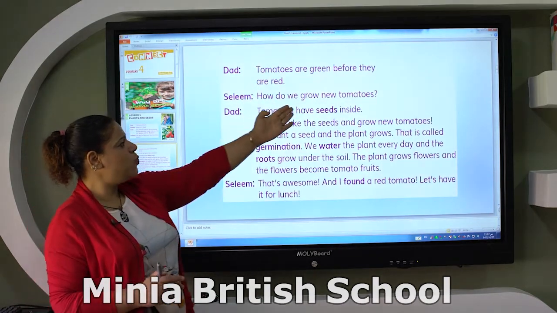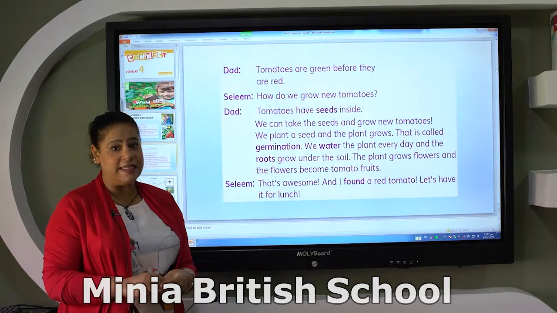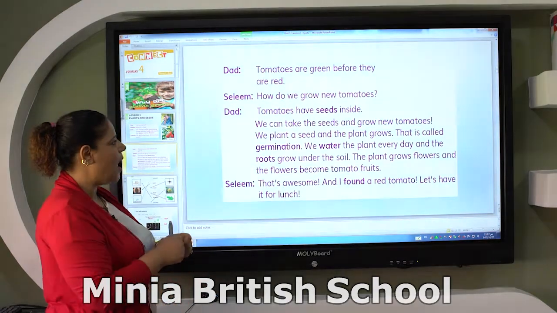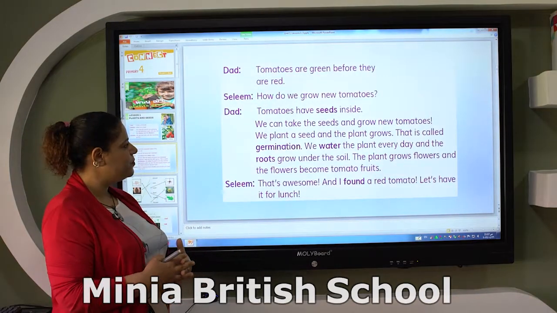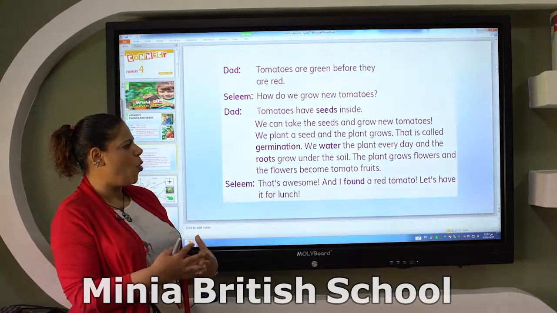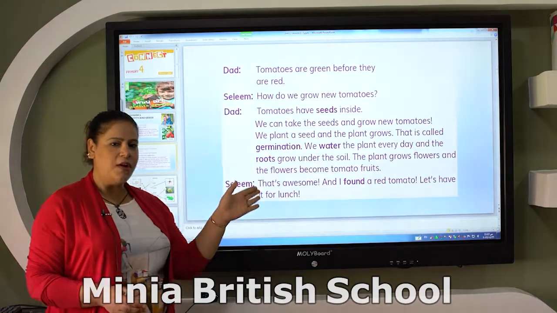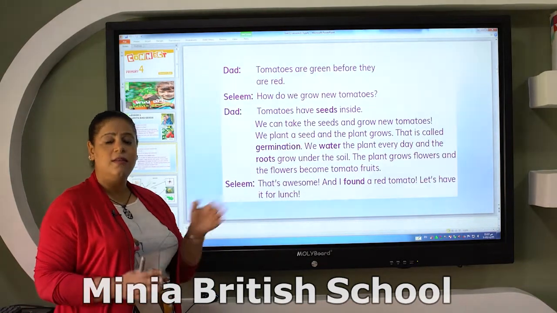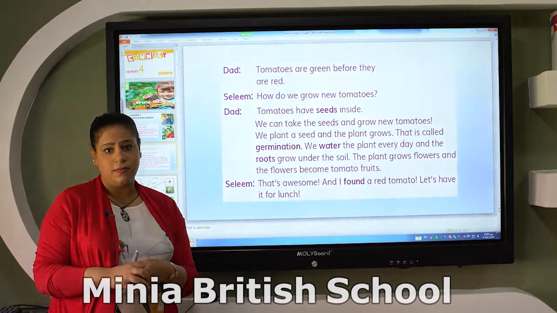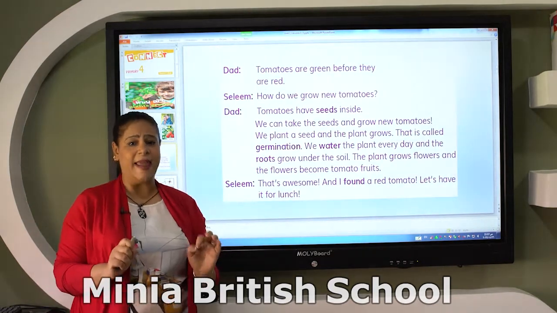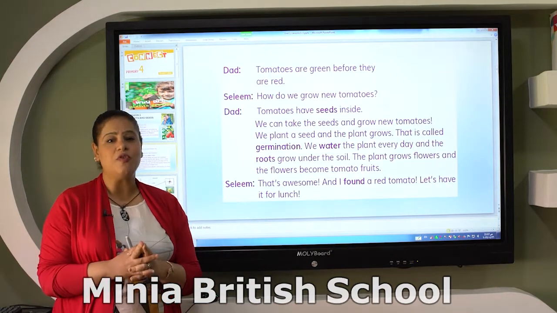Slim: How do we grow new tomatoes? Tomatoes have seeds inside. We can take the seed and grow new tomatoes. We plant a seed and the plant grows. That is called germination. Germination, this is a very important term related to the plant. Germination means that when the plant starts to grow, this is called germination process.